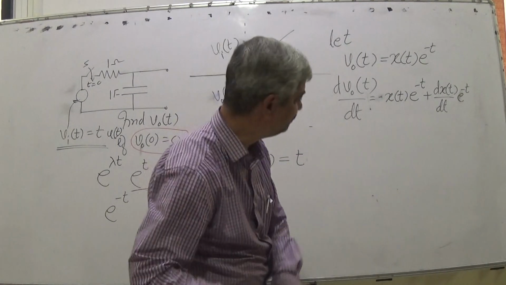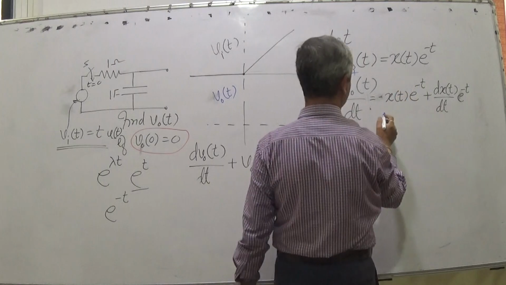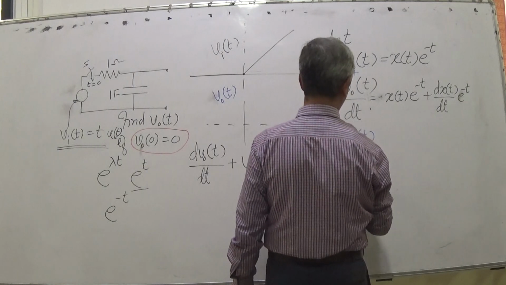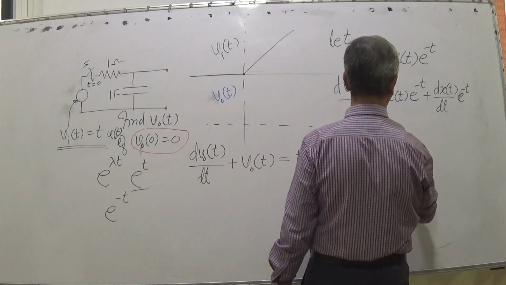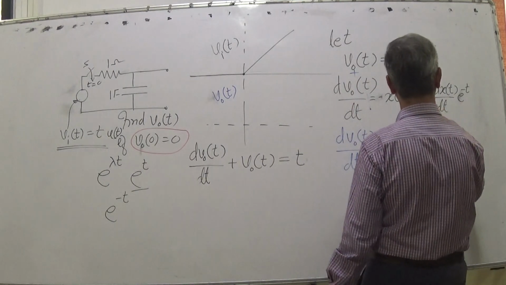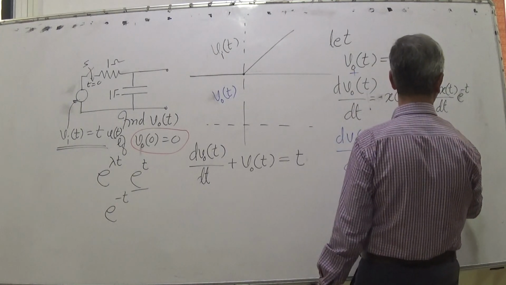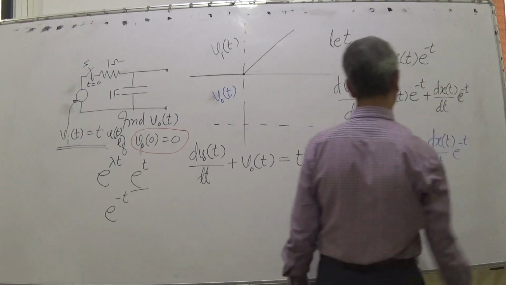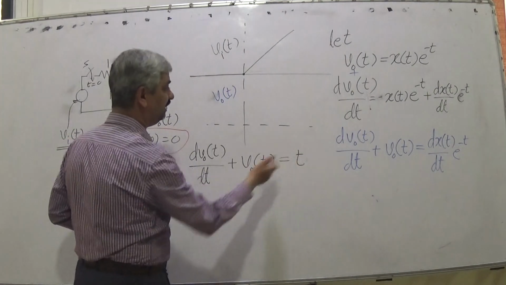Right? So when I add these two, these two cancel, and I get dVOT by dt plus VOT is equal to, this plus this gets cancelled, dxt by dt e raised to minus t. And that is equal to t.